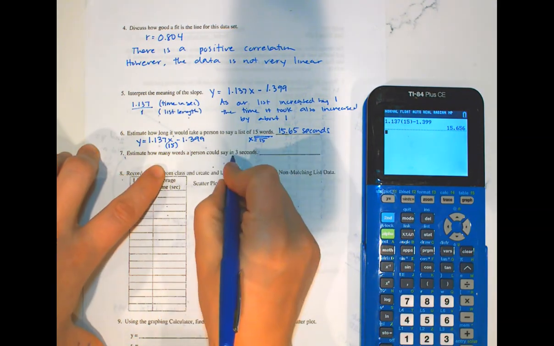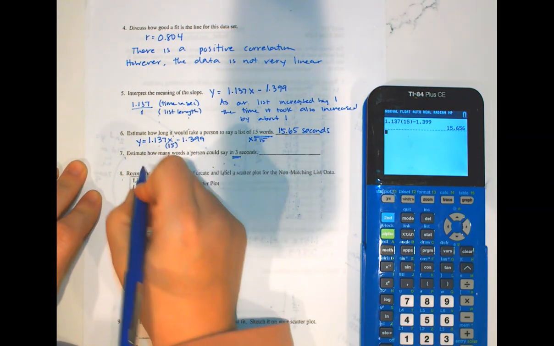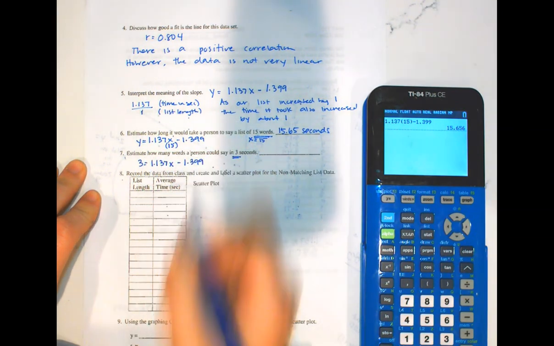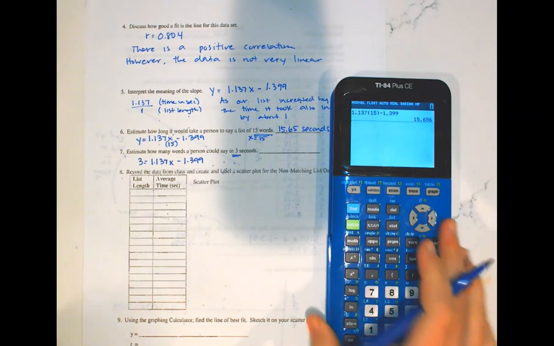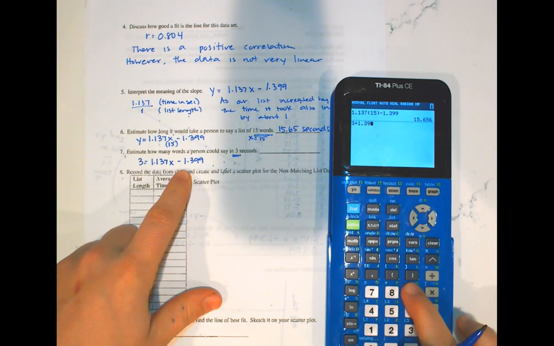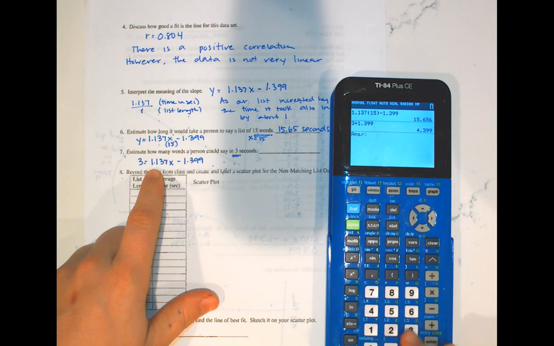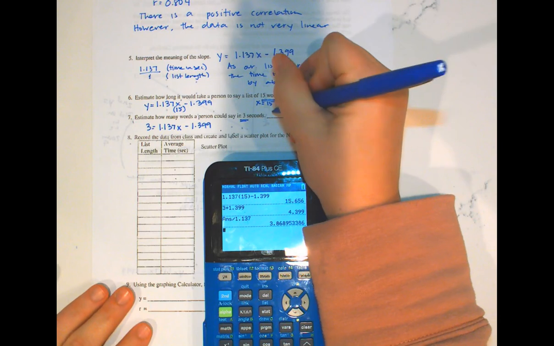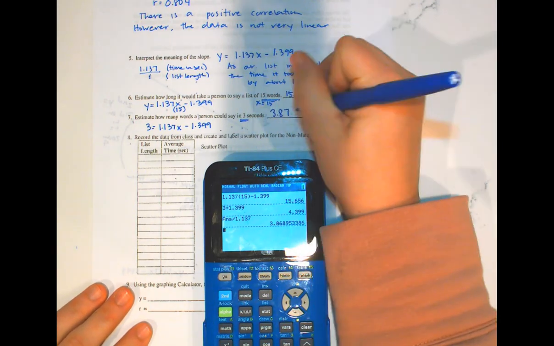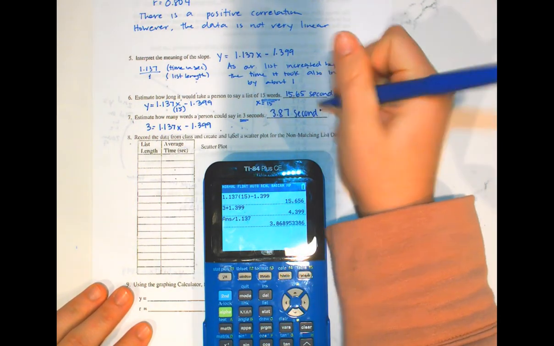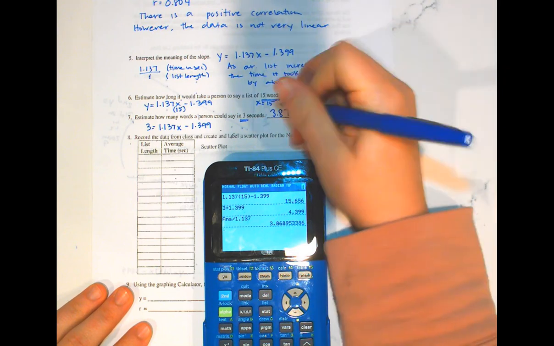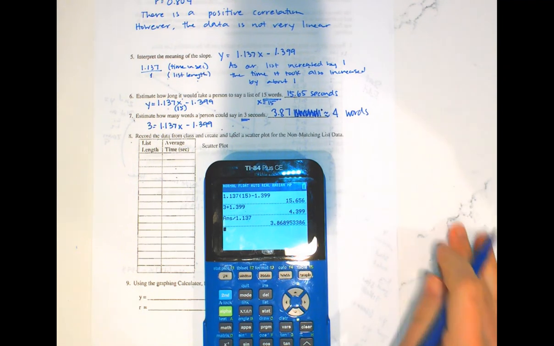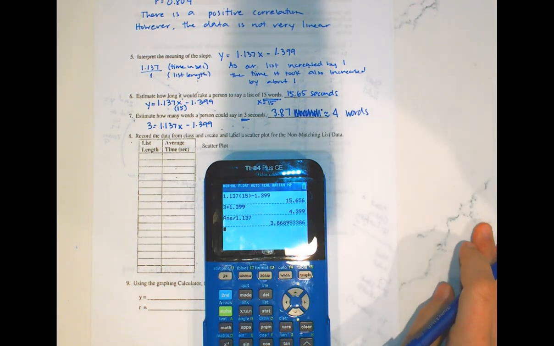And then if they want to know how many words a person could say in 3 seconds, that's now my y value. So then I'm going to solve for x. So I would have 3, I'd add 1.399 to it, and then I would divide by 1.137. My list has 3.87, so roughly 4 words on it. This one would have to make more sense, right? You're not going to have 3.87 of a word. So we'd round that up to 4.